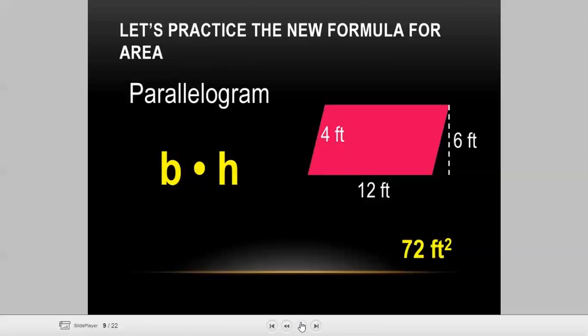The B here, or the base, is 12 and the height is 6. So just multiply 12 times 6 to get the area of the parallelogram, which is 72 feet squared. Base of 8 inches and height of 3.5 inches: you can multiply them to find the area of the parallelogram, which is 28 inches squared.